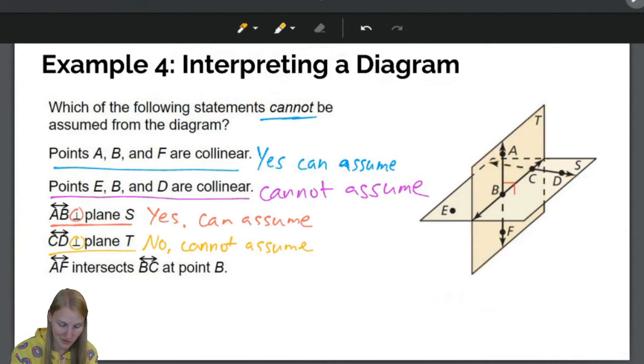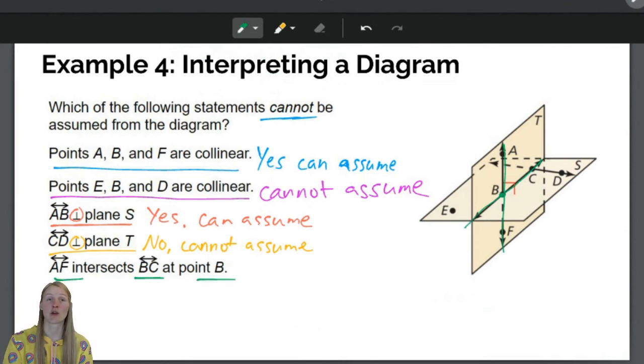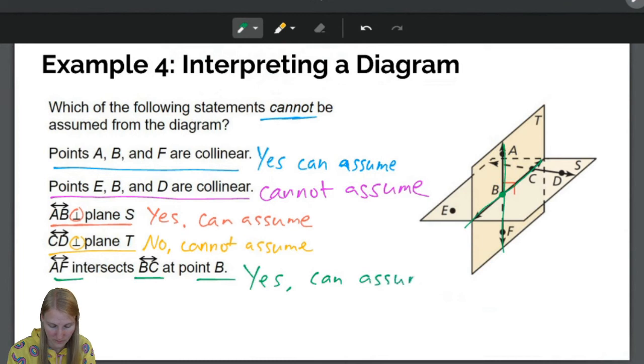All right, last one. Line AF. See, okay, AF is right here. Intersects BC. Line BC is right here. At point B. Well, yes, that is right in the diagram. I see line AF, I see line BC, and they are intersecting. I can see it in the diagram, so yes, I can assume this. If you can see it in the diagram, you can assume it.